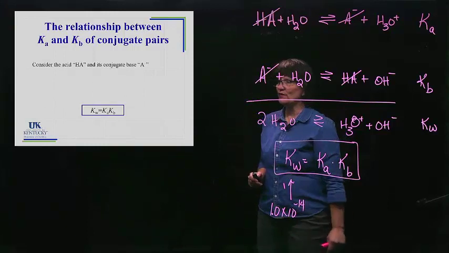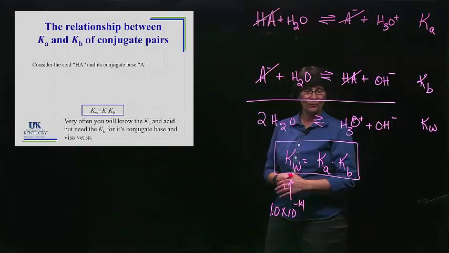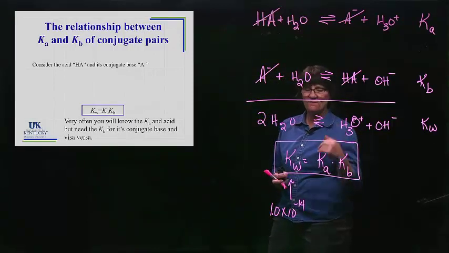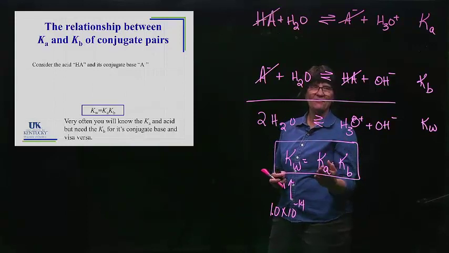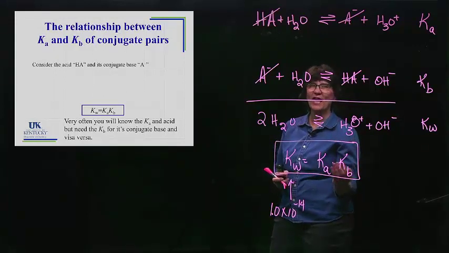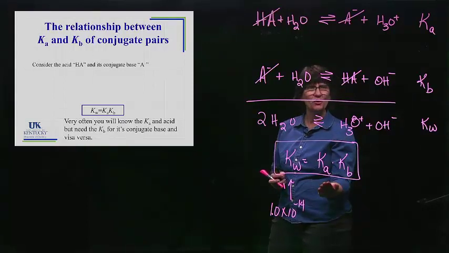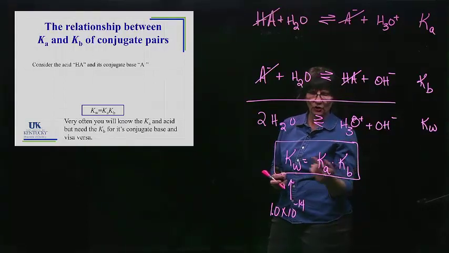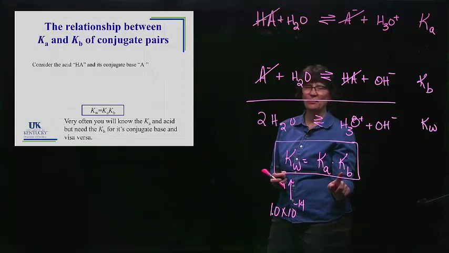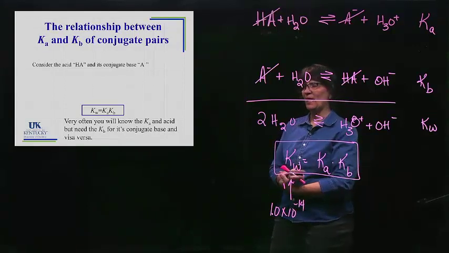Okay, so I've written that there, and you need to know what its job is. Very often, you know the Ka of an acid, but you need to know the Kb of its conjugate base. You look this up in tables, or it's given to you in the problem. You've got to be able to use this to determine the Kb. We'll practice doing that as we go.